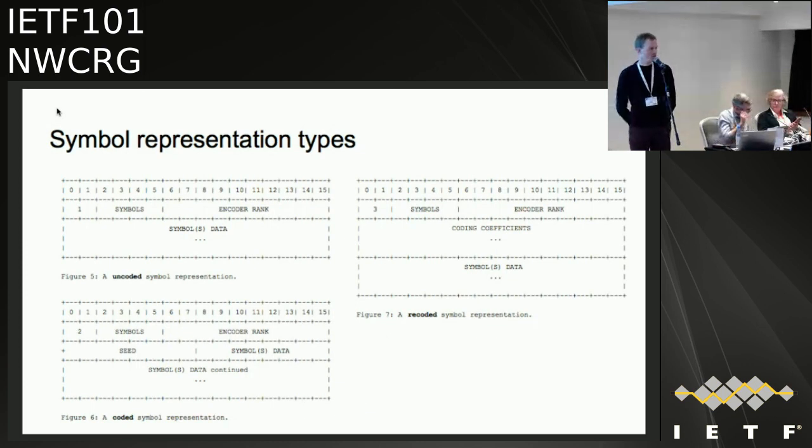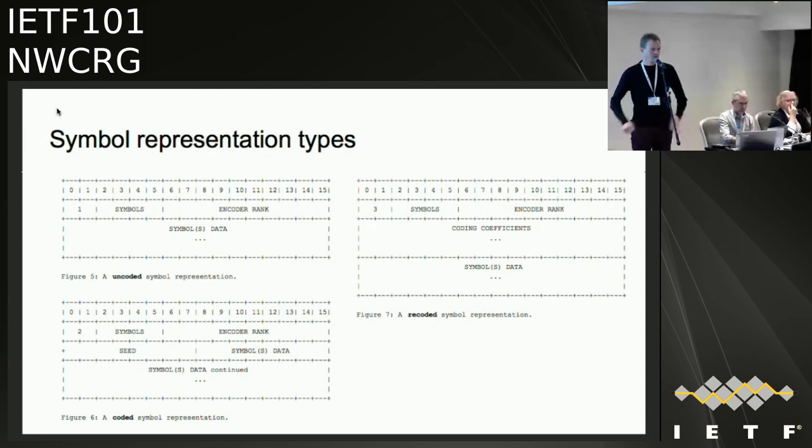Next slide, please. And then we have the 3 different types. So the first one is just an uncoded symbol. There, the encoder rank is essentially an offset into the block or into the sliding window, and then there's some data that is appended. And if we have something that is coded, then we also need a seed, so that we can put that into the pseudo-random generator that we typically use when we do encoding at a source.